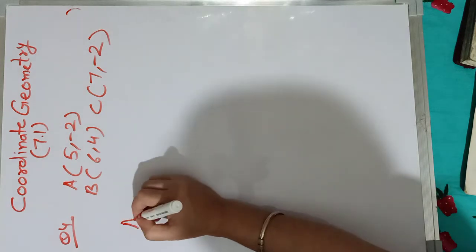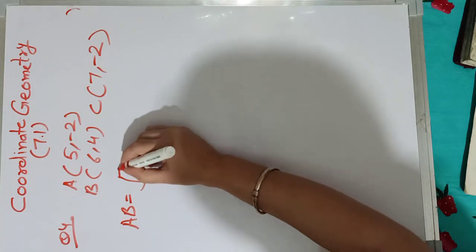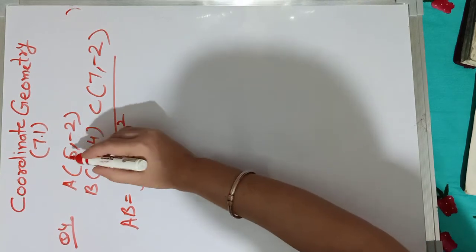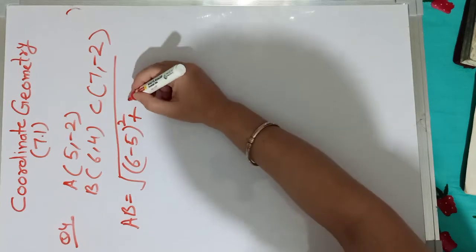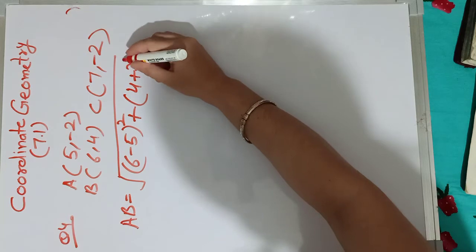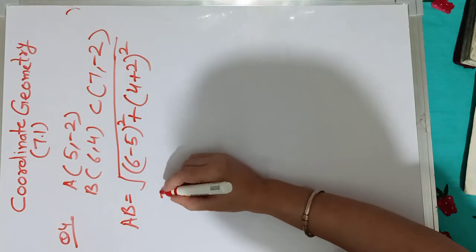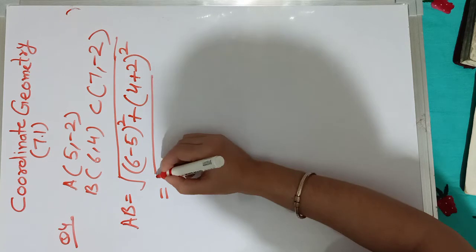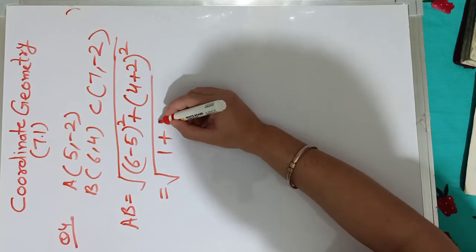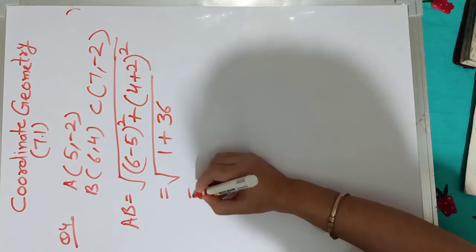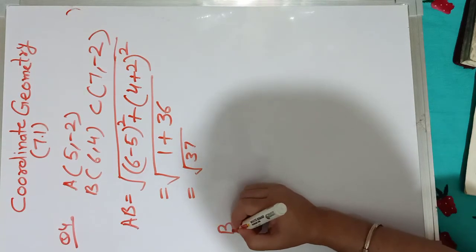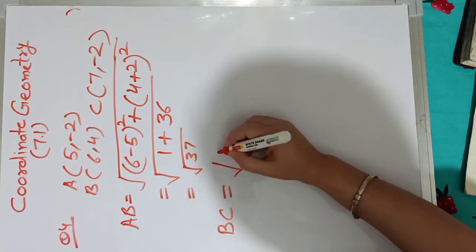Now find the distance AB. AB will be 6 minus 5 whole square, x2 minus x1 whole square, plus y2 means 4 minus minus 2. So 6 minus 5, 1 square is 1. 4 plus 2 is 6. 6 square is 36. So it is under root 37.